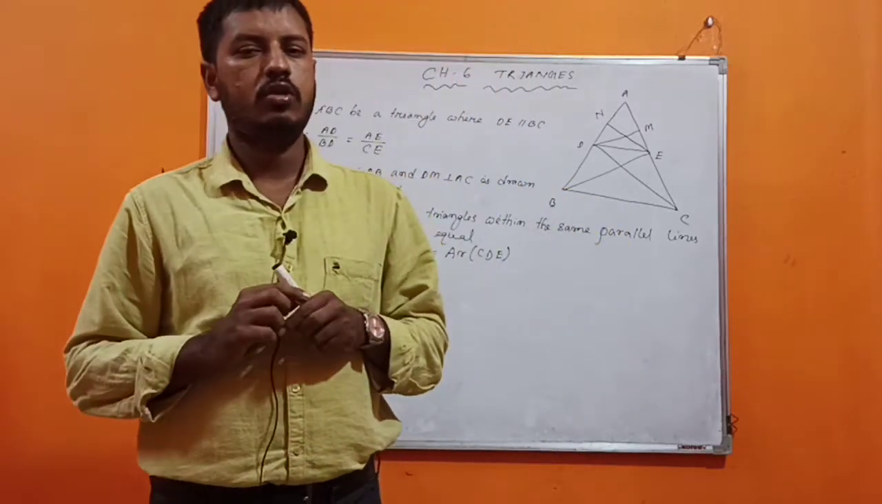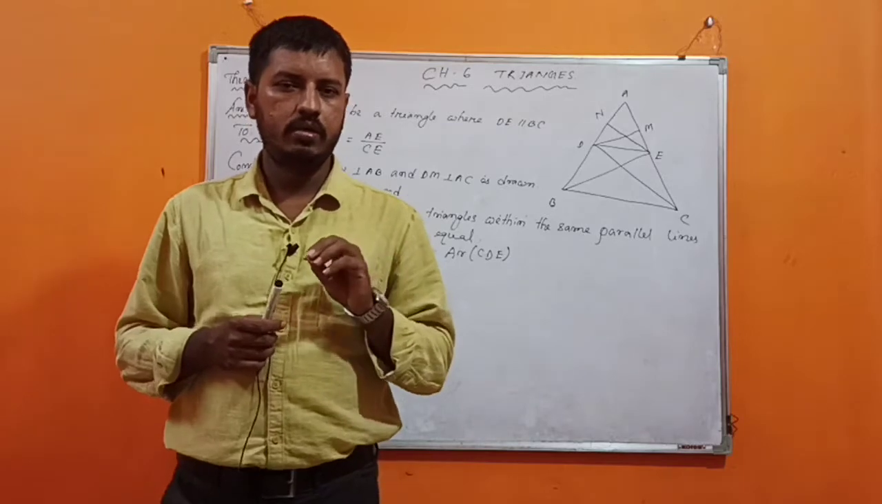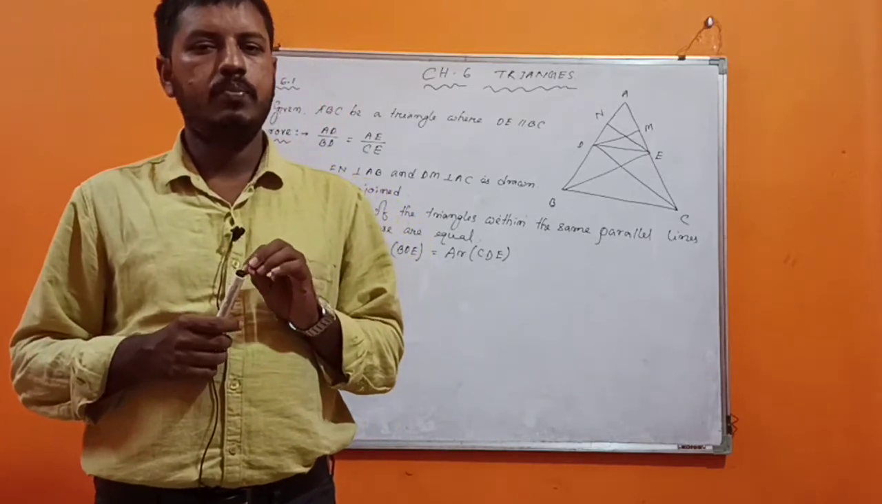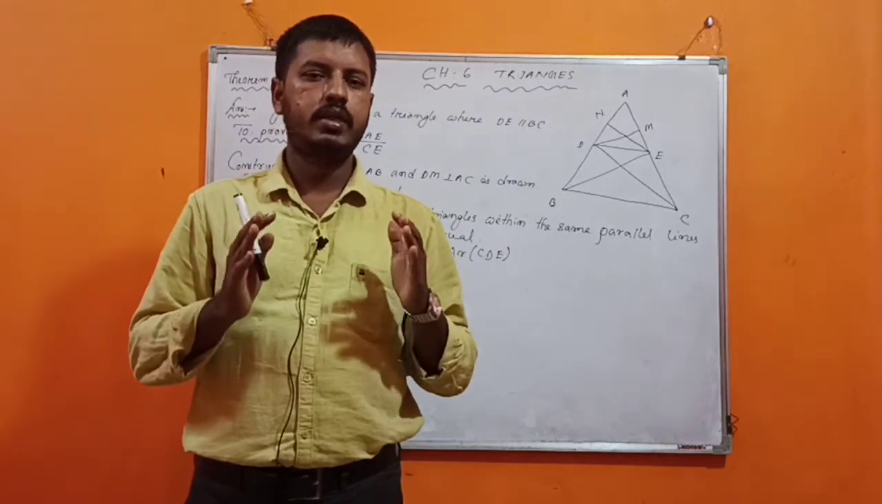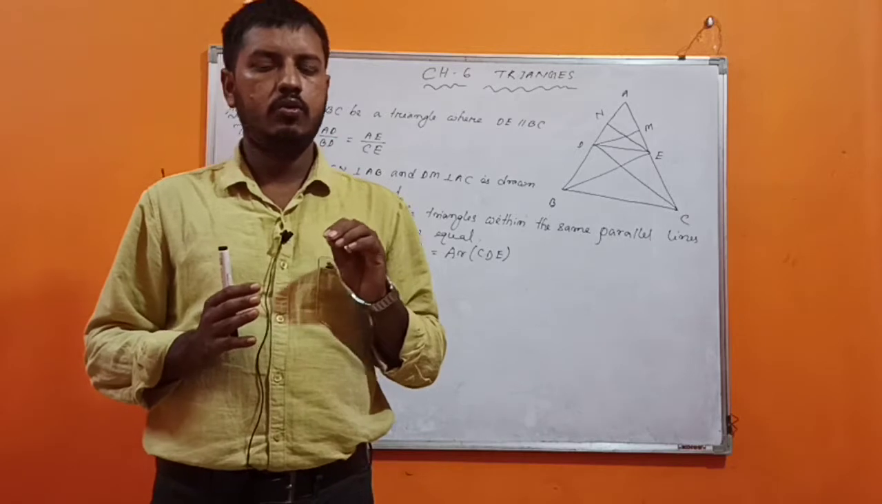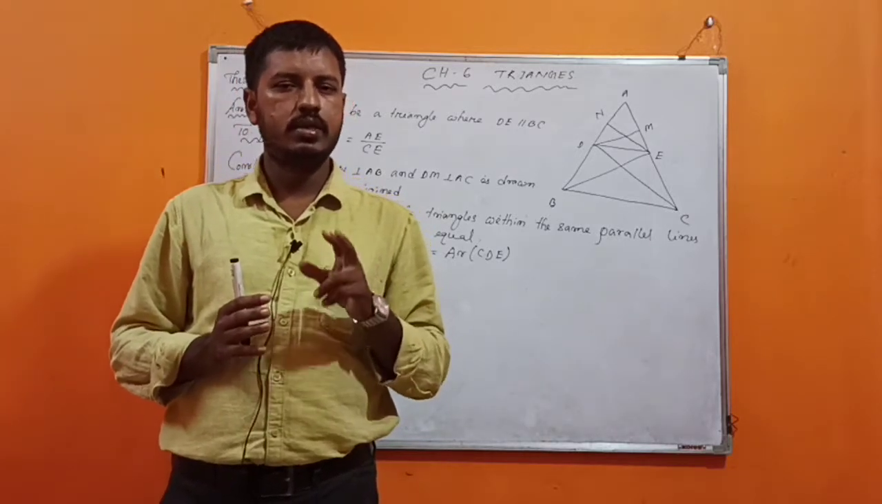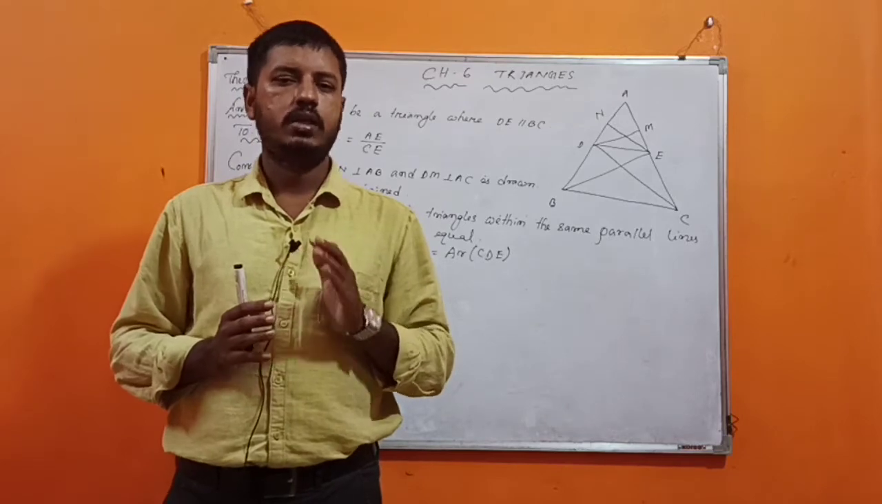The first theorem is 6.1, and the theorem is that if a line is drawn parallel to the side of a triangle intersecting the other two sides at distinct points, then we are to show that this line divides the other two sides of the triangle in the same ratio.